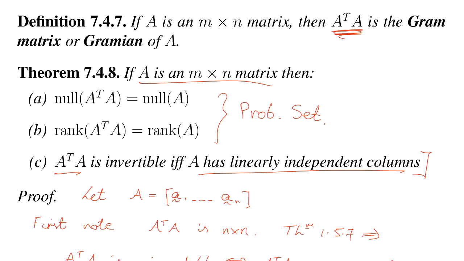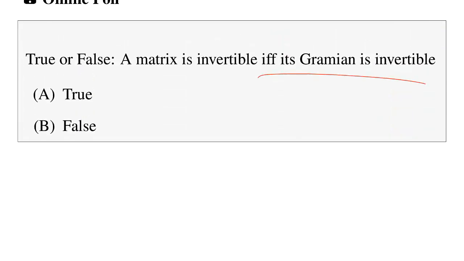Now, I can pick a 1 by 17 matrix. Actually, can I? No. I can pick a 17 by 2 matrix where the columns are independent. But that matrix is not going to be invertible because it's not even square. It's got independent columns, so its Gramian is invertible, but it doesn't even make sense to ask if it's invertible because it's not square. Okay, so if A is square, the statement's true.